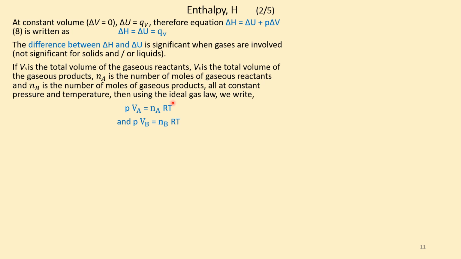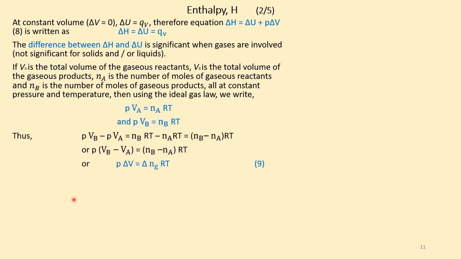pressure and temperature, then using the ideal gas equation, we can write P Va is equal to Na RT, and for products, P Vb is equal to Nb RT. So subtracting this equation from this, combining these two, we can write P into Vb minus P into Va is equal to Nb into RT minus Na into RT.